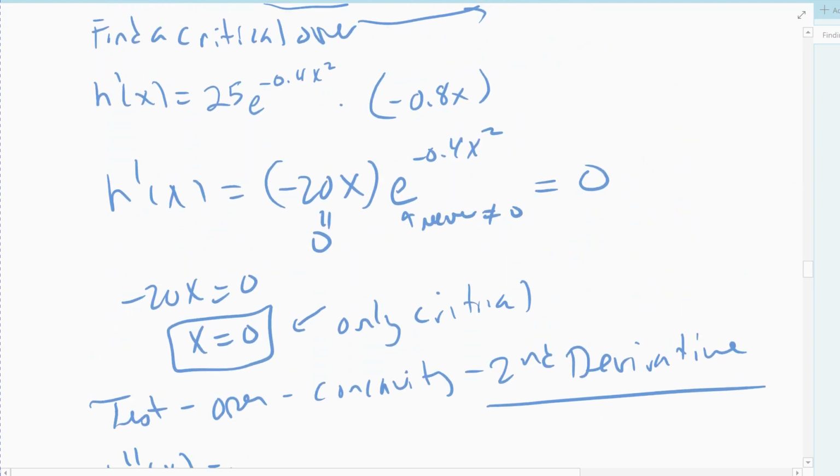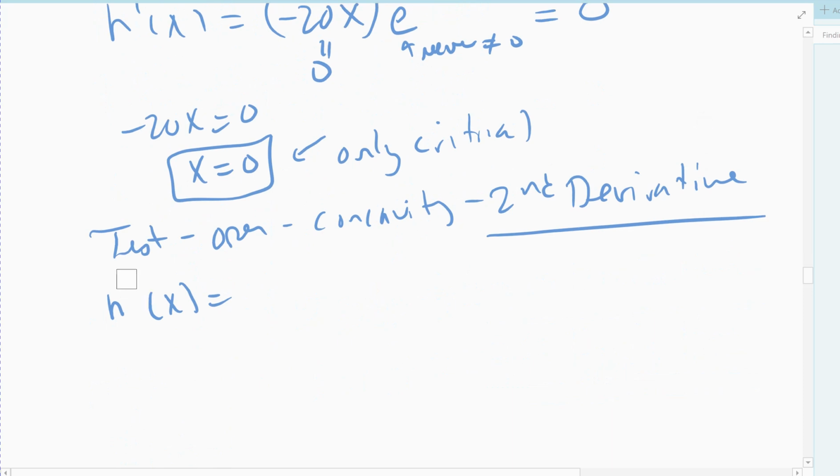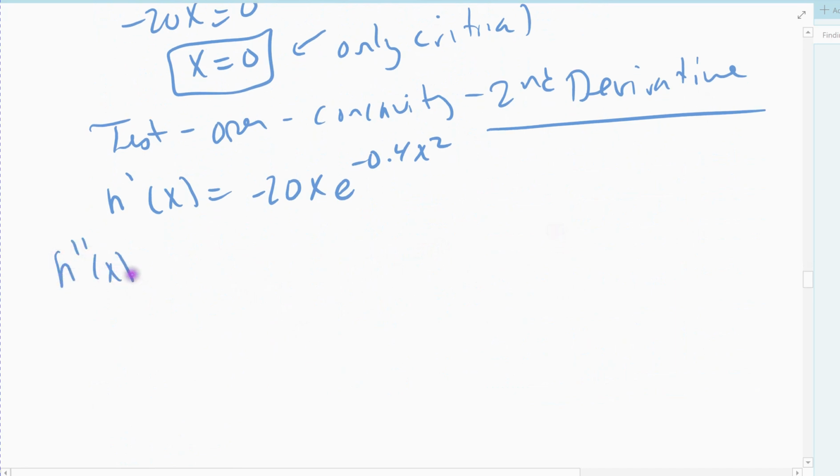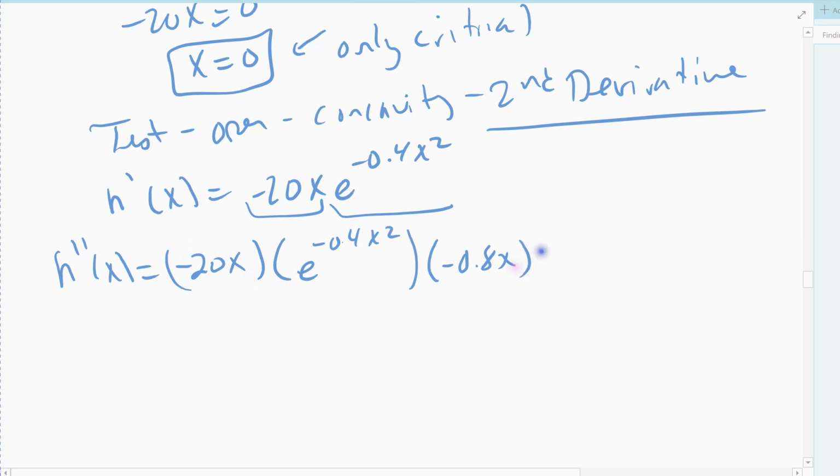All right, so I got to go back up here. Actually, I'm going to write down my first derivative to find my second derivative. My first derivative was -20x e to the -0.4x squared. So I am going to have to use product rule and chain rule. First function, second function. So the -20x is my first. Derivative of the e, well, it's the same expression I had up there before. The derivative of the e is itself, and then multiplied by the derivative of the inside, which is the -0.8, plus the second, times the derivative of the first, which is just the -20.